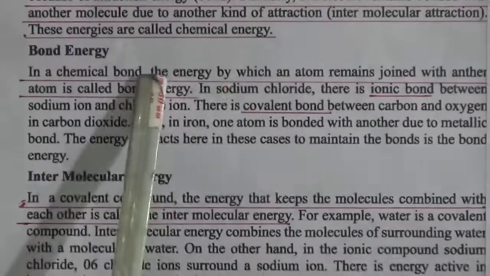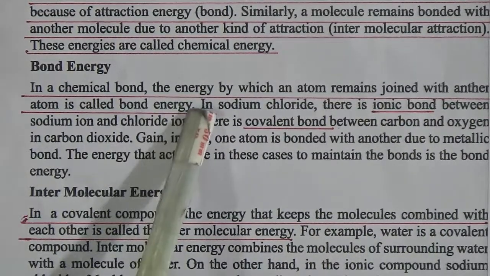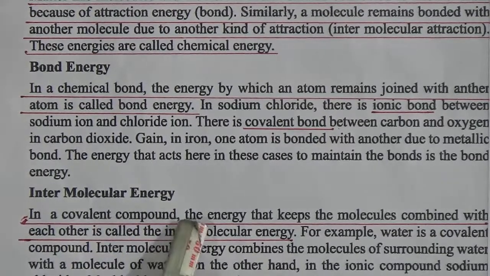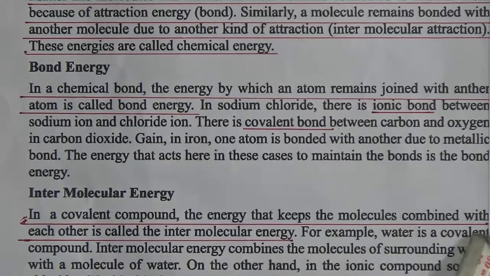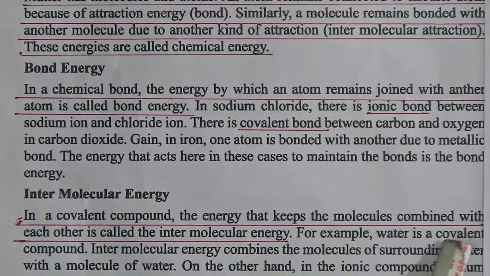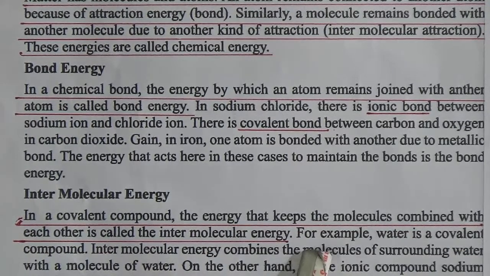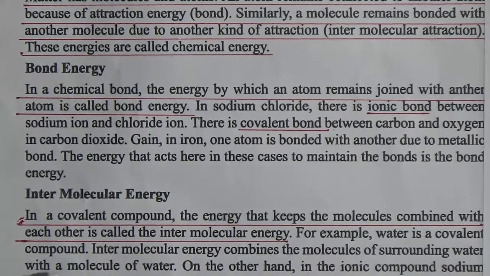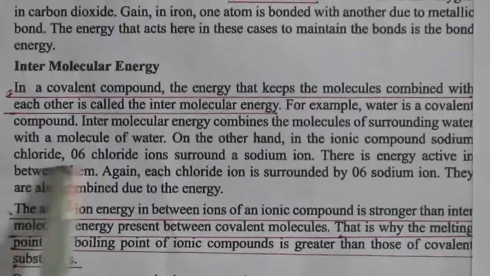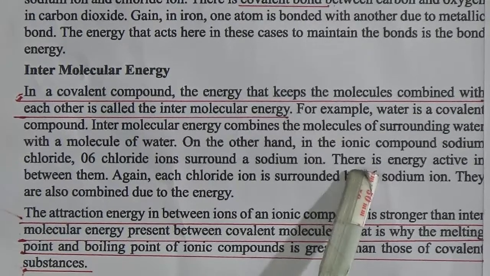In a chemical bond, the energy by which an atom remains joined with another atom is called bond energy. Now come to intermolecular energy. In a covalent compound, the energy that keeps the molecules combined with each other is called intermolecular energy. Like water is a covalent compound, intermolecular energy combines the molecules of water. On the other hand, in the ionic compound sodium chloride, 6 chloride ions surround a sodium ion.